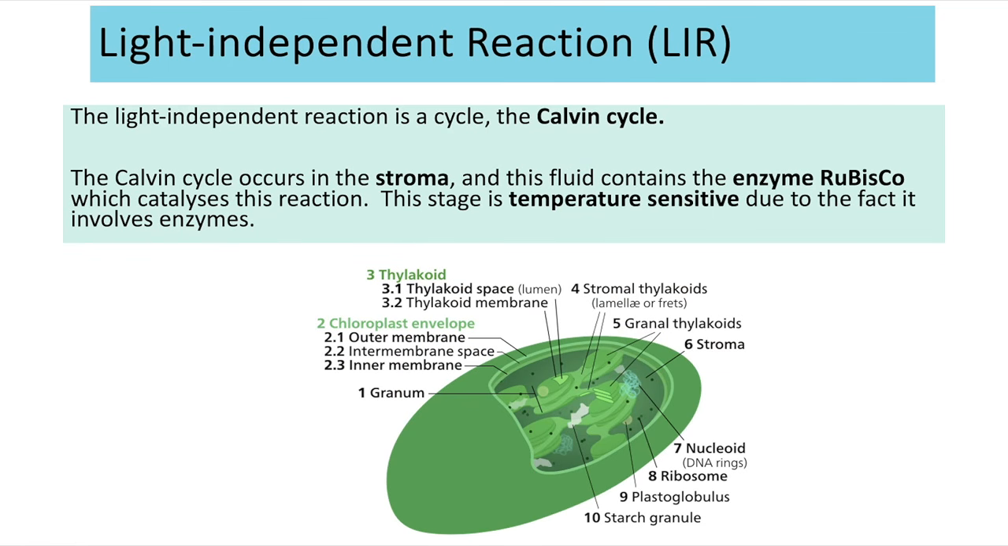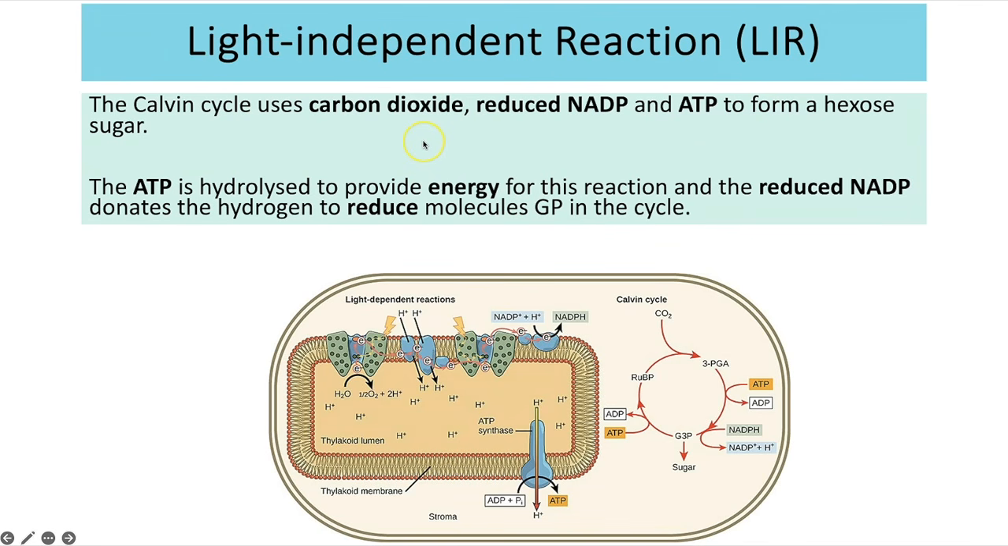So that's how we get the ATP and the reduced NADP, both of which are needed for the light independent reactions, which is the second stage of photosynthesis, also known as the Calvin cycle. Now, this stage happens in the stroma, and it involves the enzyme Rubisco, and it's a temperature sensitive stage because of the enzymes. Now, the Calvin cycle uses carbon dioxide as well as the two products from the light dependent reaction, reduced NADP and ATP. And it creates the hexose sugars, or in other words, the organic substances that the plant is then going to use to make carbohydrates, amino acids, lipids, all the organic substances that it needs.